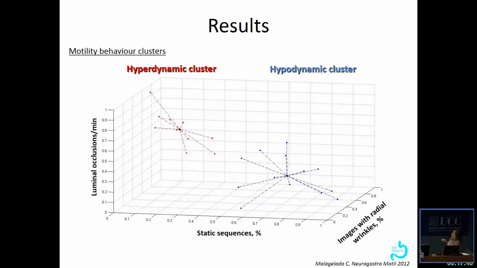Moreover, we saw that these patients with functional bowel disorders and abnormal motility using the capsule fell into two different clusters. A subgroup of these patients were hyperdynamic. They had more intestinal occlusions in their capsule, fewer static sequences, periods where the capsule wasn't moving, and more images with radial wrinkles. And on the other hand, we had a hypodynamic cluster, which were patients with more static sequences, fewer luminal occlusions, and fewer wrinkles in those occlusions.